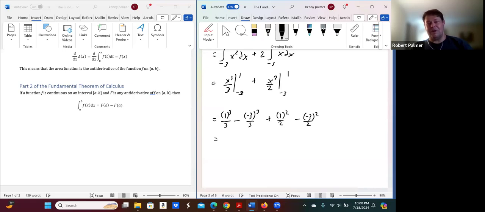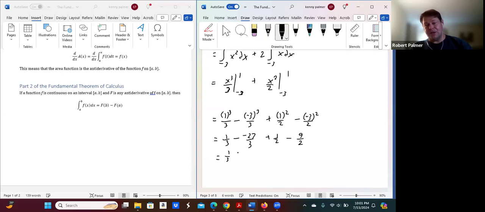All right, so simplify everything. So that's going to be 1/3. Here, if you notice, we're subtracting. It's going to be minus. This is also going to be a negative. -3 cubed is -27 over 3, which will reduce, which is nice. This, of course, will be 1/2. And this is going to be minus. And if we square a negative, we get a positive. So -9/2. Okay, so let's keep simplifying.